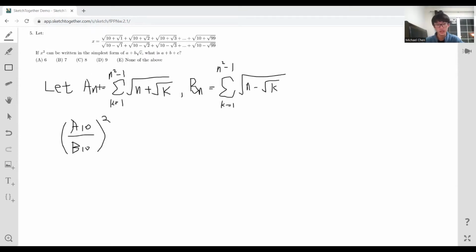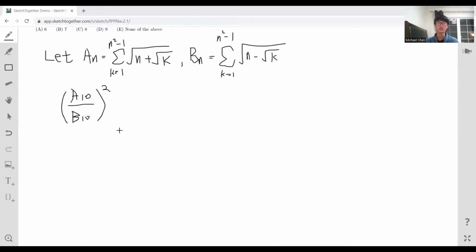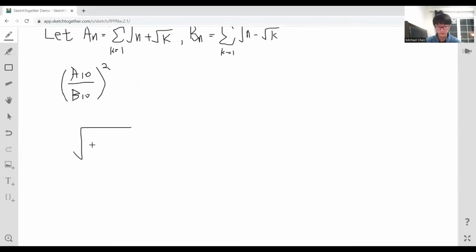So we let a_n be the sum from k equals 1 to n squared minus 1 of square root of n plus square root k, and b_n equal the sum from k equals 1 to n squared minus 1 of square root of n minus square root k. Our goal is to find the value of (a sub 10 divided by b sub 10) all squared. So first, we find the difference between each of the terms of a_n and b_n. That will be this expression over here.